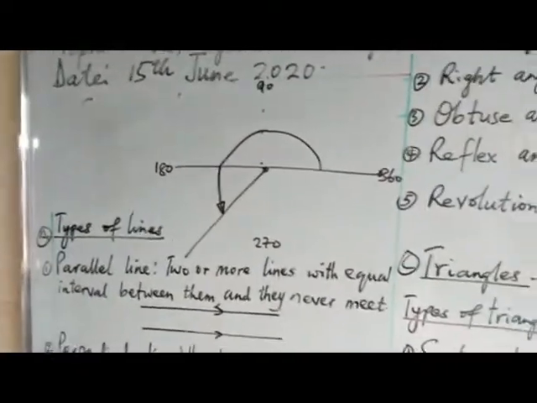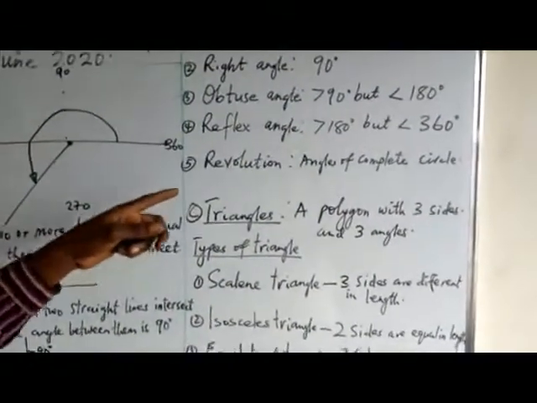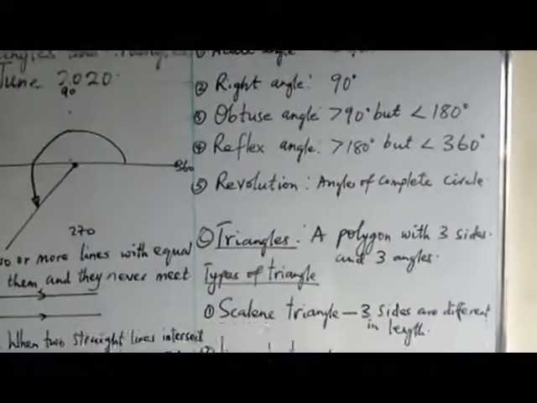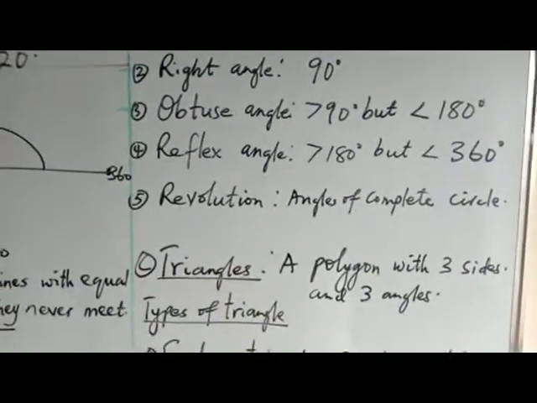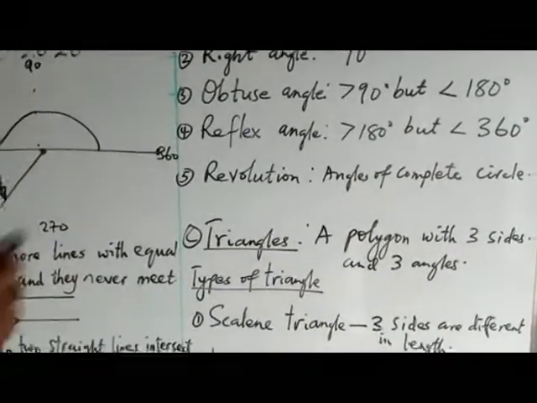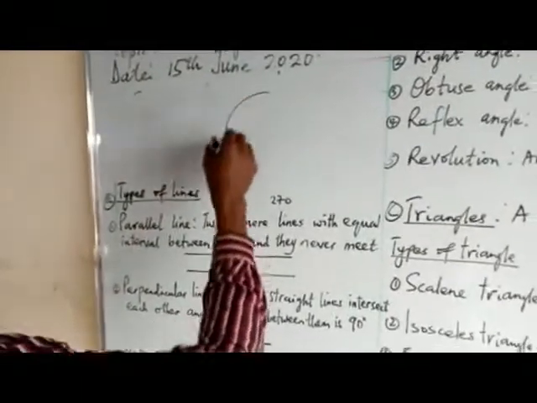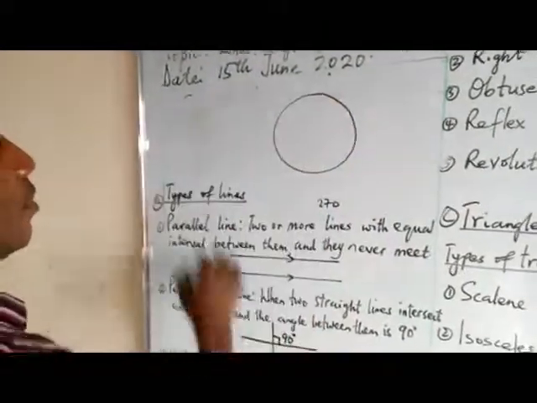And the last type of angle I want to talk about is the revolution. When we say an angle is a revolution, it means that the angle is the angle of a circle. Sometimes we would call it angle at a point. So this is a circle. This is how a circle looks.